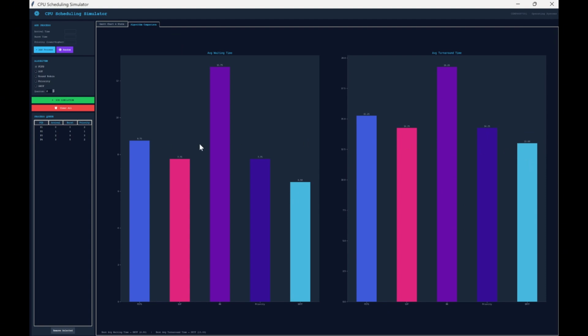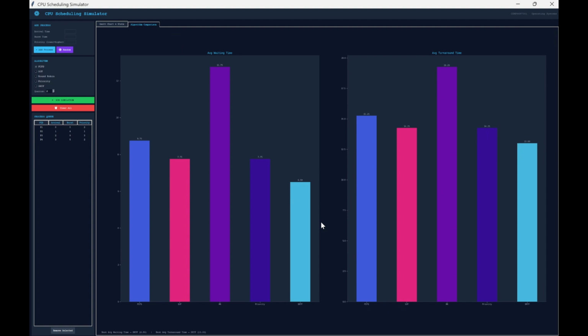So as you can see here, SRTF on both charts seems to be the lowest. So SRTF clearly wins on both metrics. The reason is that SRTF is preemptive. Every time a new process arrives, it checks whether the new process has a shorter remaining burst time than whatever is currently running. If it does, it will immediately kick out the current process and run the shorter one instead. This keeps the CPU constantly working on whatever finishes the fastest, which naturally brings down both waiting time and the turnaround time.